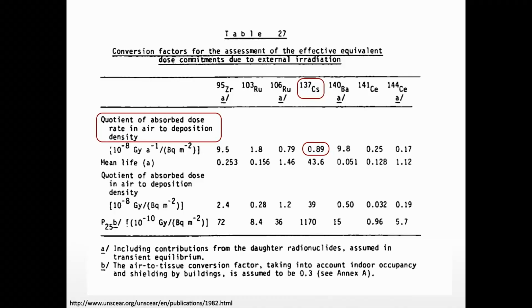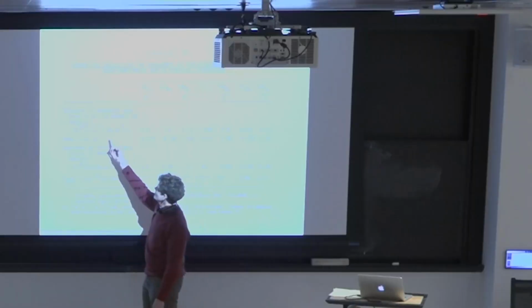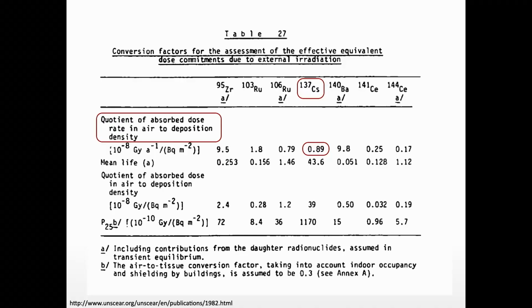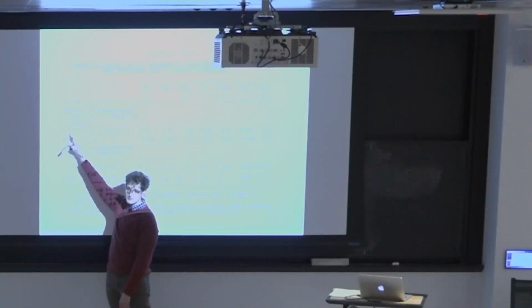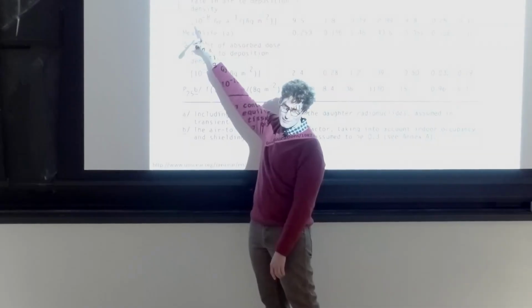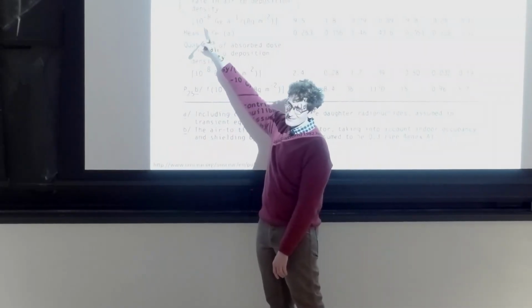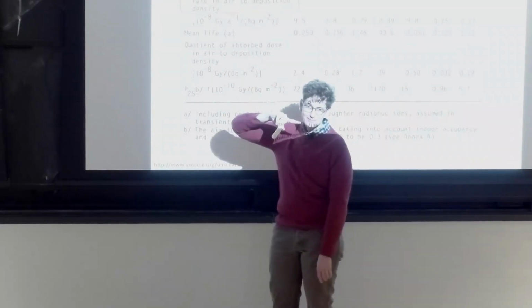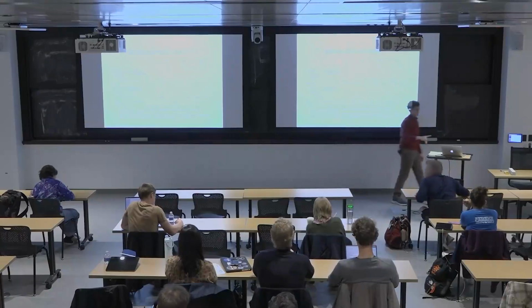This is external irradiation. You see at the top? Also, put kilobecquerels there, but yeah, so I converted, so this would be 0.9 times 10 to the 8, which is 9 nanogray, and 9 nanogray per becquerel is the same as 9 microgray per kilobecquerel. Unit conversion.